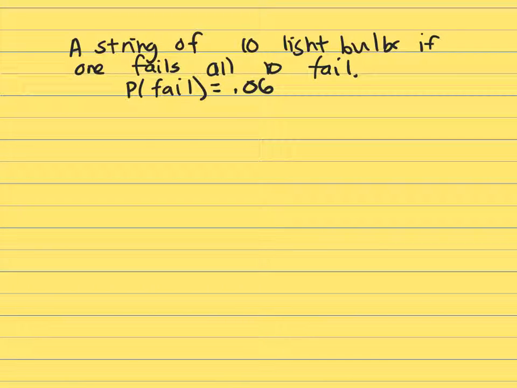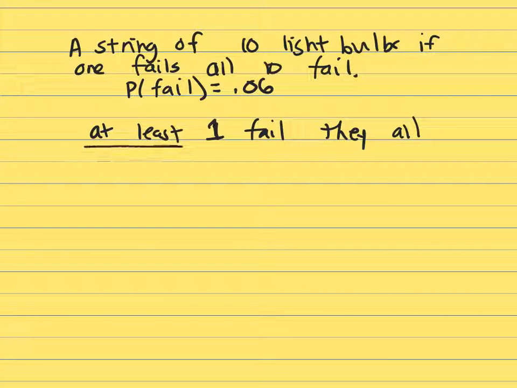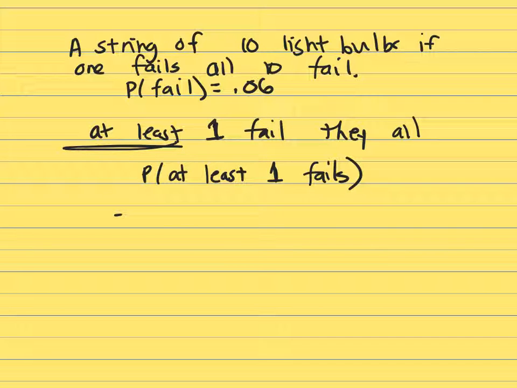We're trying to find the probability that the string of light bulbs will fail. And if at least one fails, they all fail. So this is an at least problem. If we're trying to find the probability at least one fails, that's the same thing as 1 minus the probability none fail.